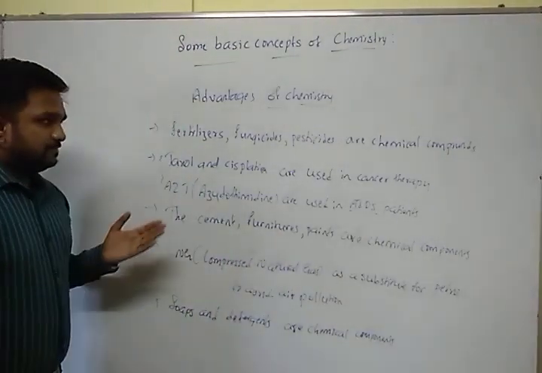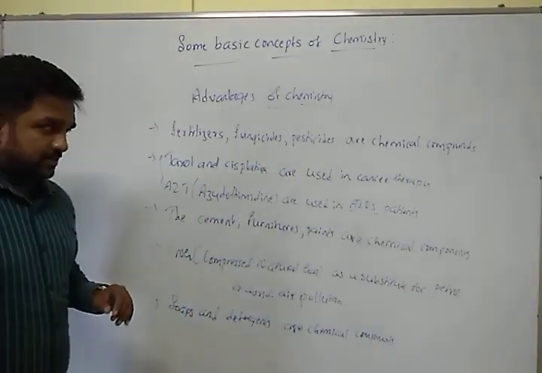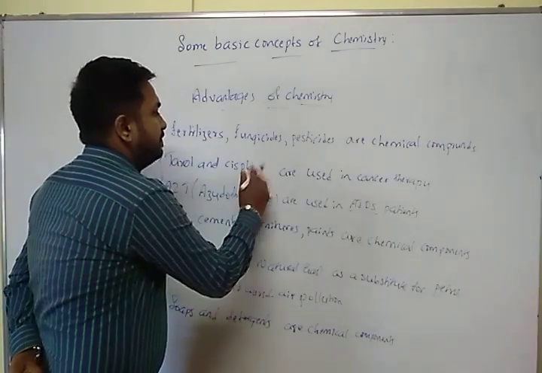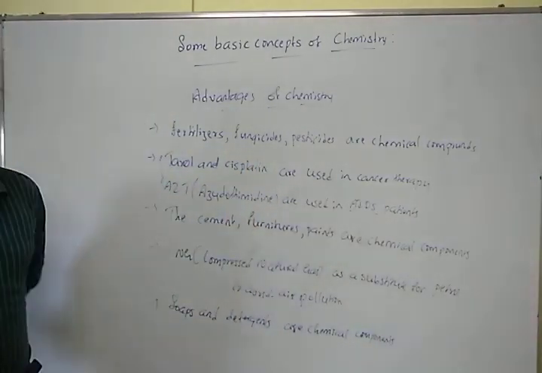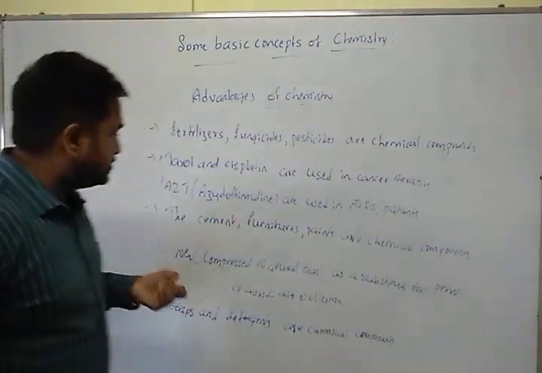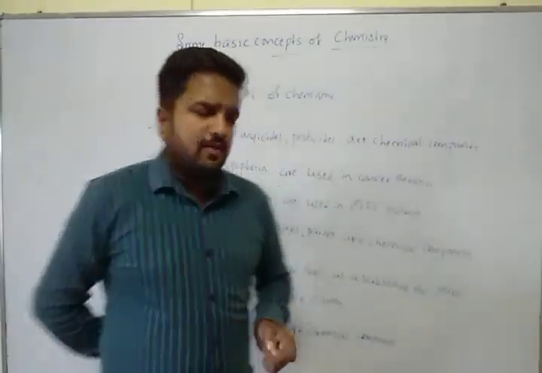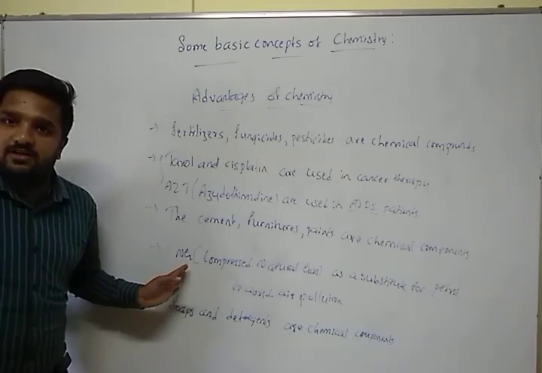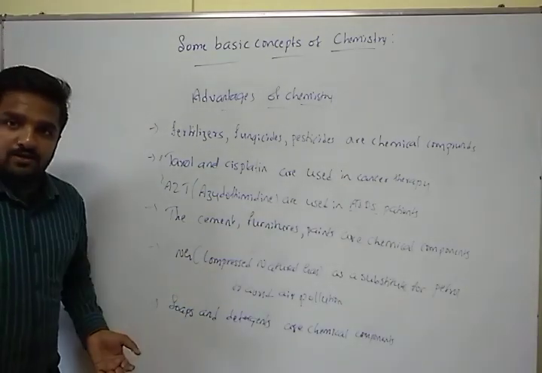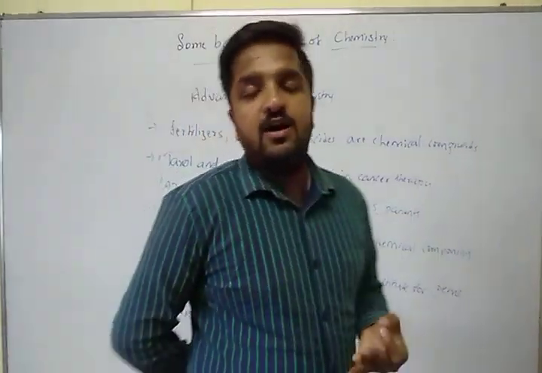The first one, in the field of agriculture, we have fertilizers, fungicides, and pesticides. They are chemical components. And in the field of medicines, we have Taxol and cisplatin. Clear? They are used in cancer therapy, and we use azithromycin, which is used in the treatment of AIDS patients. The building construction materials, that is the cement, furnitures, paints, are also chemical components. And we have compressed natural gas, which is used as a substitute for petrol and diesel to avoid air pollution. And also in daily life we use soaps and detergents. They are also chemical components.